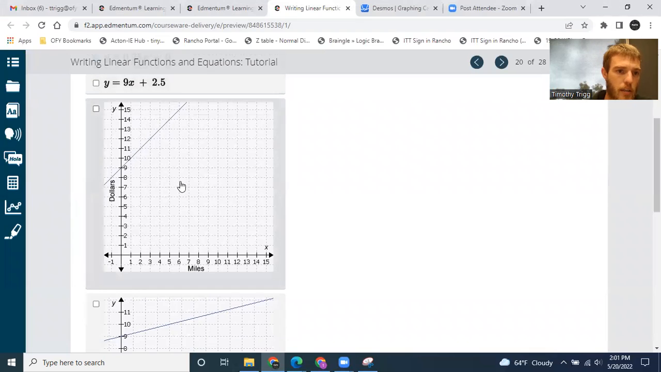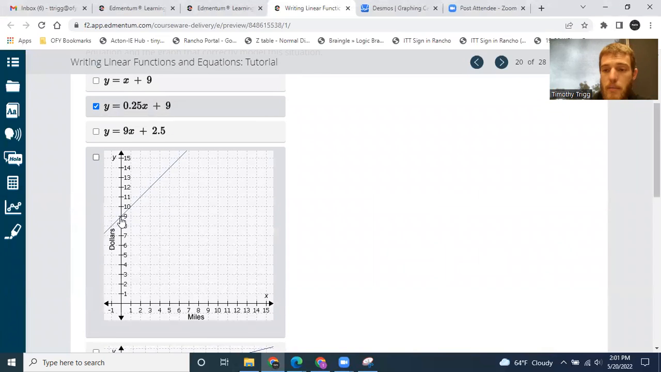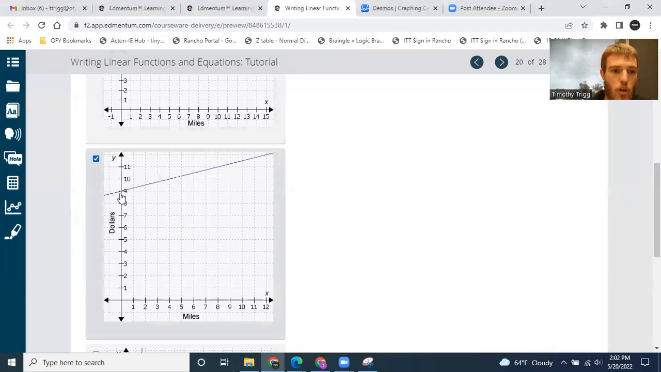So let's go ahead and look at our graphs. Is this one correct here? Well, let's see. Our y-intercept is 9. That's good. But the slope looks like it's a slope of 1. Rise 1, run 1. See, that's not correct. It's actually going to be this one. Notice rise 1, run 4, creating this less steep line.